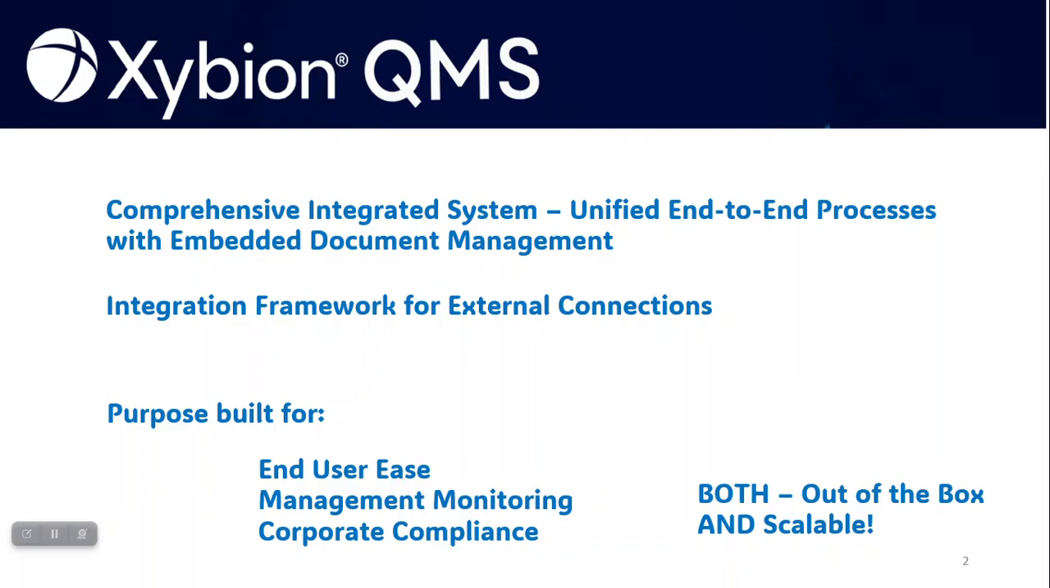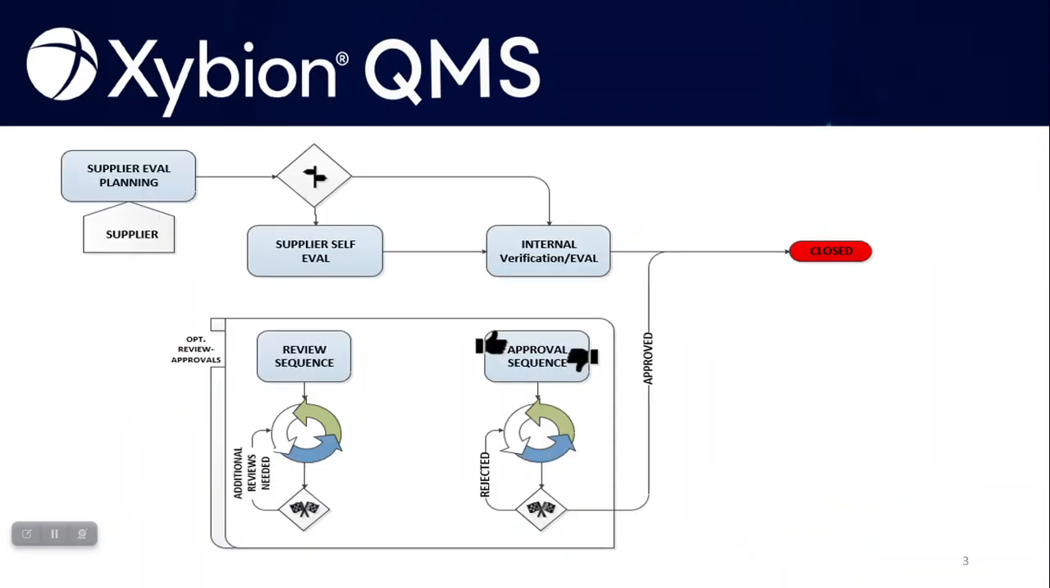The good news, it's both out of the box with embedded workflows, and it's scalable to make changes if you need it. The out of the box workflow includes a planning step and an optional self-evaluation step by the supplier, which they can participate in a very secure and limited way. With the flexibility of the system, you are able to launch review and approval sequences as necessary.